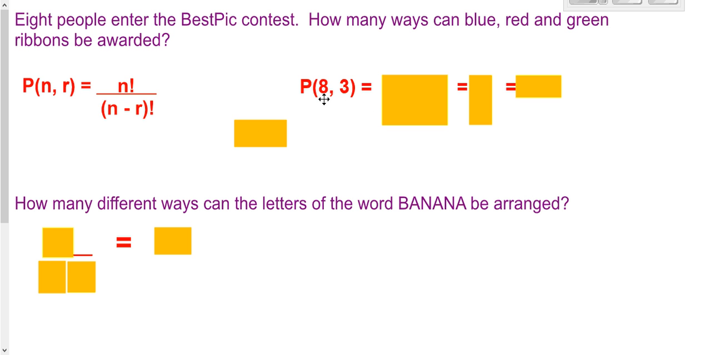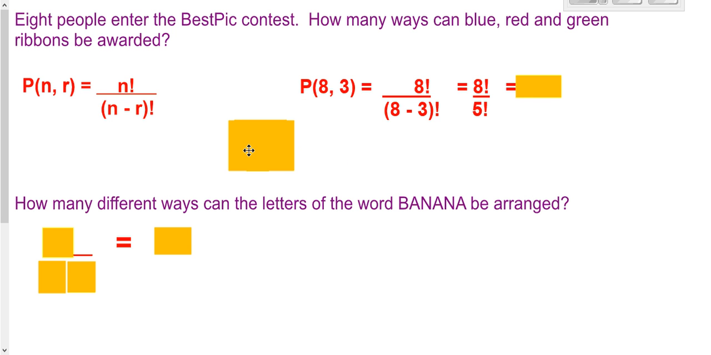We have 8 objects to select from because we have 8 people. So we're going to go 8 factorial, and we are only selecting 3, red, blue, and green. So we're going to go 8 minus 3. If you work that out, it's 8 factorial over 5 factorial, which ends up being 336.